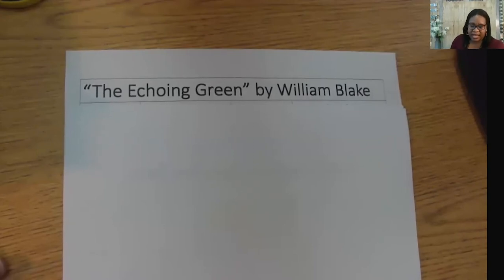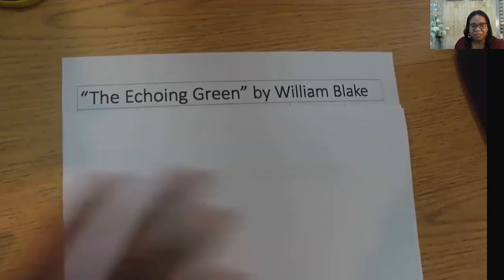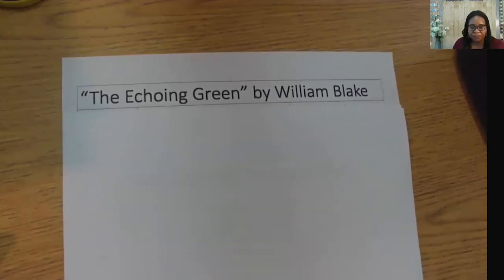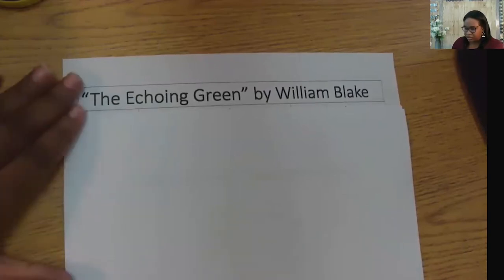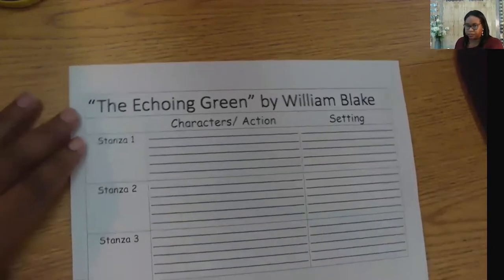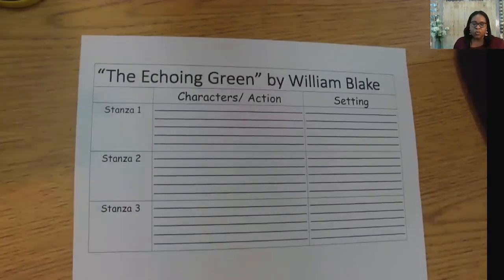During our reading today, we will capture details about the characters and setting of the poem. Go ahead and write The Echoing Green by William Blake at the top of one sheet. I also want you to copy this chart. We will use it as we read the poem. If you have a copy of the poem, you can use it as we read together. If not, just follow along with me on the charts I have created.